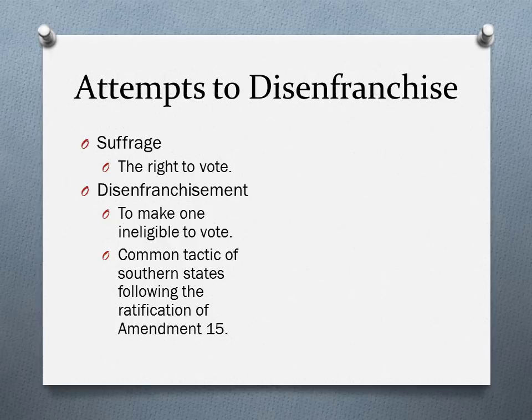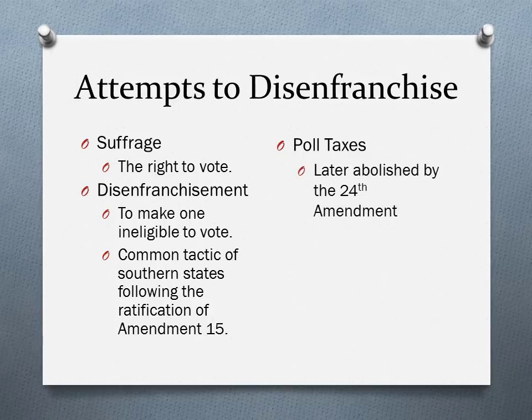Some of the tactics used to disenfranchise African American voters historically are the creation of poll taxes in which people would actually be charged for their right to vote. This was of course later abolished by the 24th Amendment. The inclusion of the grandfather clause, which stated that someone's grandfather would have had to have been an eligible voter for them to vote, and the incorporation of literacy tests, many of which were far too difficult for freed slaves to be able to pass.